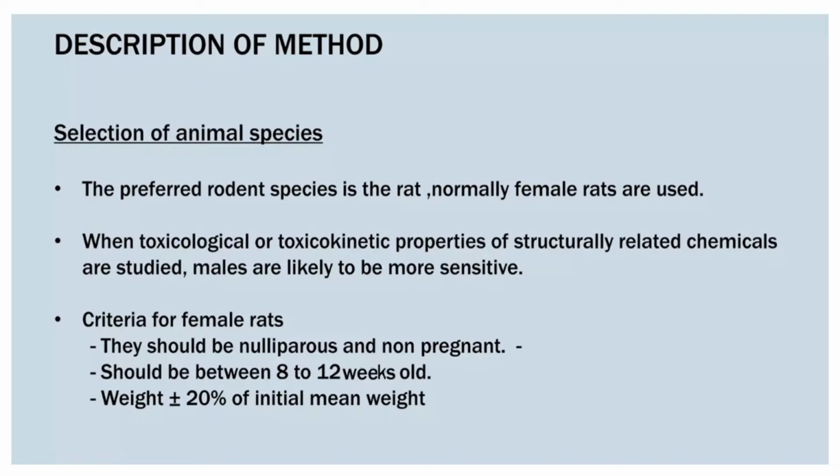When toxicological, toxicokinetic properties or structure related chemicals are studied, the males are likely to be more sensitive. And the criteria for female: they should be nulliparous and non-pregnant and should be between 8 to 12 weeks old. Weight should be within plus or minus 20% of the initial mean weight. We have to reject those outside this range while choosing animals for the experiment, removing animals whose weight varies by more than 20%, plus or minus.